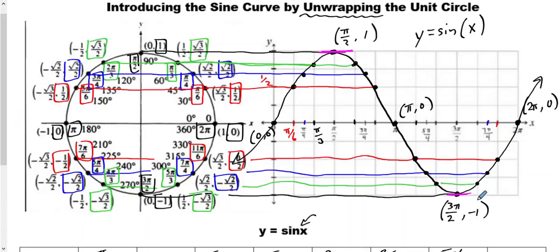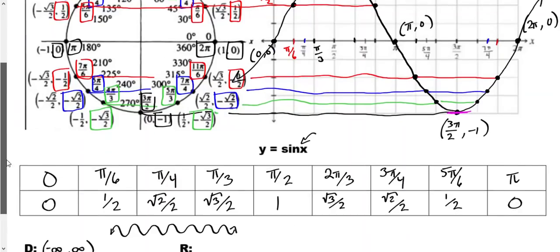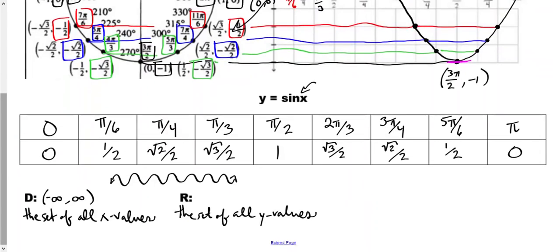Likewise, -1 is going to be the smallest that we get out of this function. So our range we can write as this interval from -1 to 1, including those endpoints. So the range only covers the values between -1 and +1.